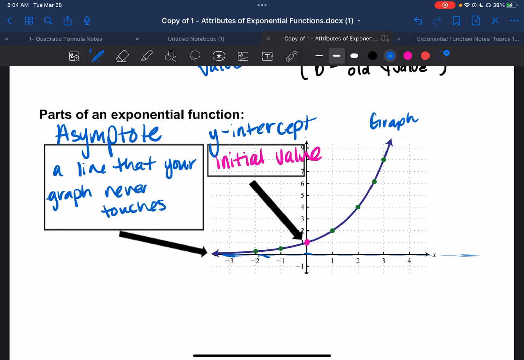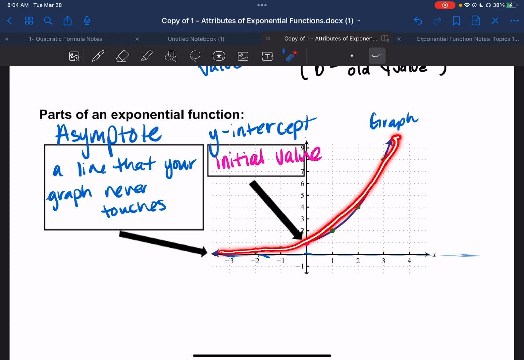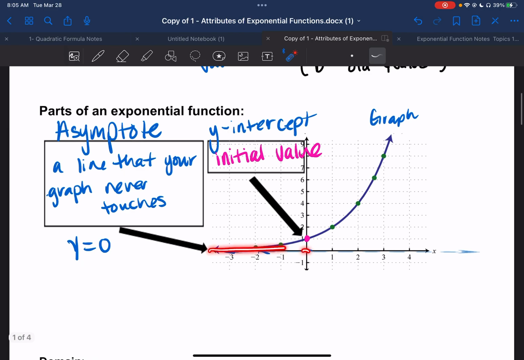Here's what I mean. This blue line right here will never touch this asymptote, meaning this asymptote is just this axis right here. What is this? The x-axis. It's going to get super, super close to it, but it'll never touch. It looks like it's touching here, but if we were to zoom in really close, it would not be touching. So we have an asymptote, and this asymptote happens to be y equals 0 because it's crossing my 0 line, right? So it's y equals 0.